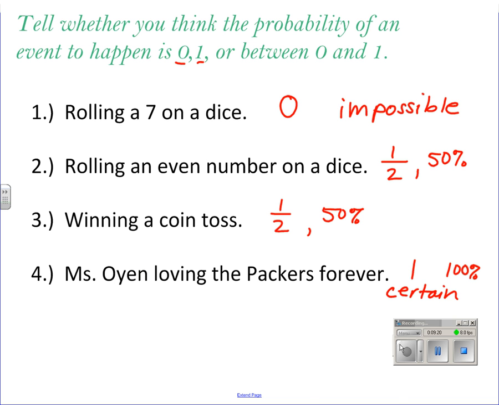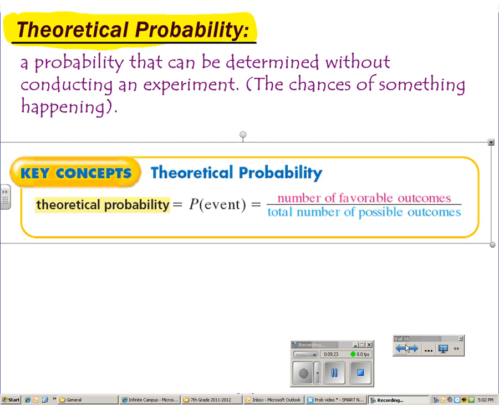All right, so let's continue on. There is something called theoretical probability. Again, this is on your definition sheet. Theoretical probability is a probability that can be determined without conducting an experiment.